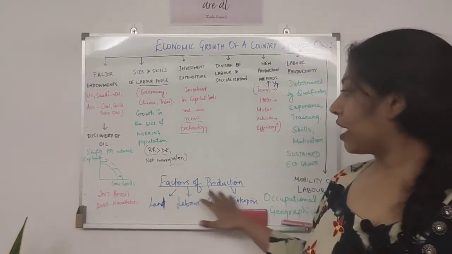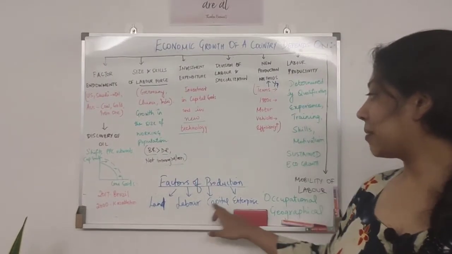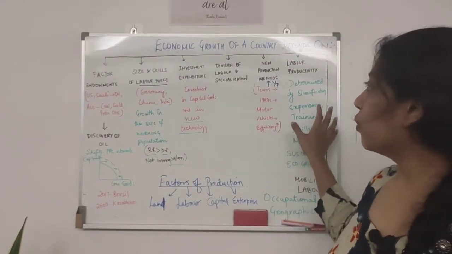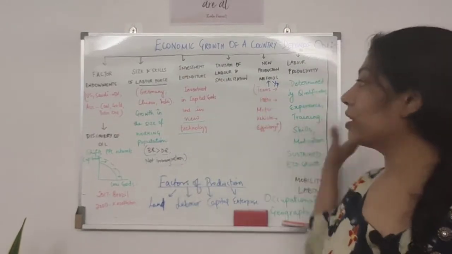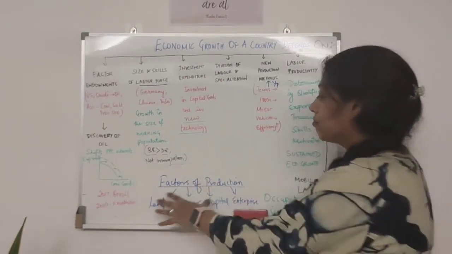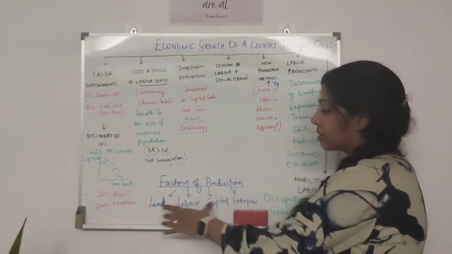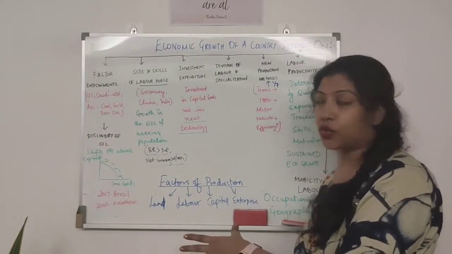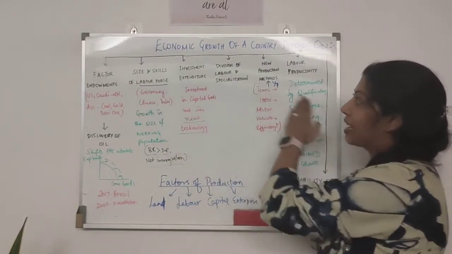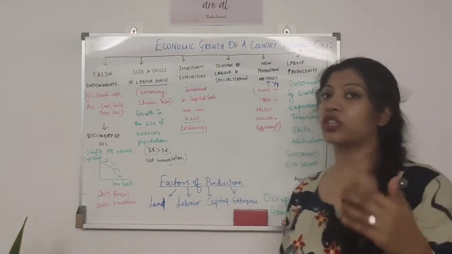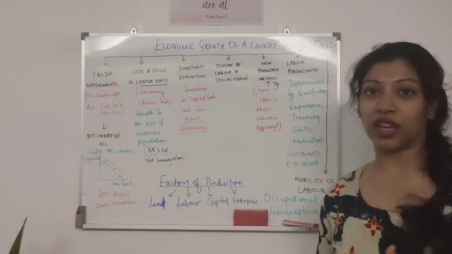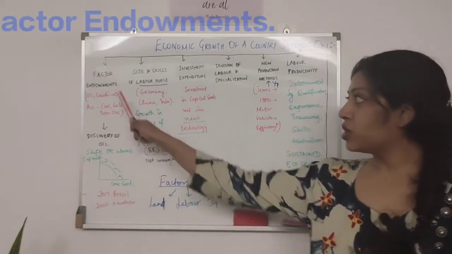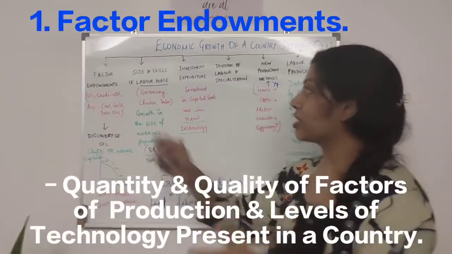When it comes to the factors of production and the land, labor, capital, and enterprise, all of these points that are written in black are connected to these. So even though the points look like they are so many, they're actually really easy to remember because we can connect them to these factors of production. So the first one is factor endowments.